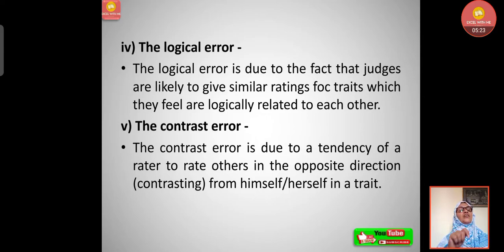That means the logical error, why does it happen? Because they likely judge the same ratings for the different traits also. The contrast error, the fifth one. The contrast error is due to a tendency of a rater to rate others in the opposite direction from himself or herself in trait. Sometimes this also happens, judging contrastingly.